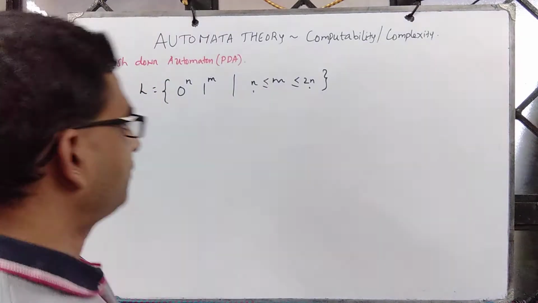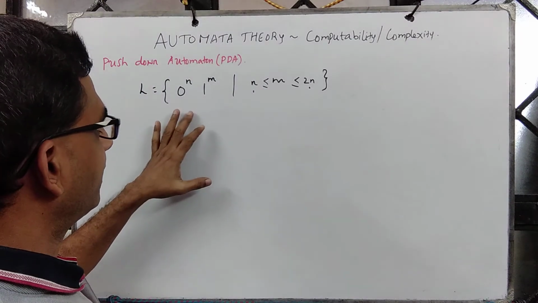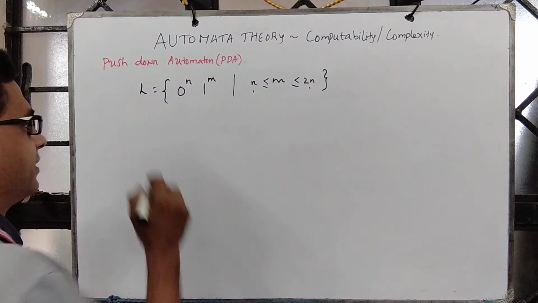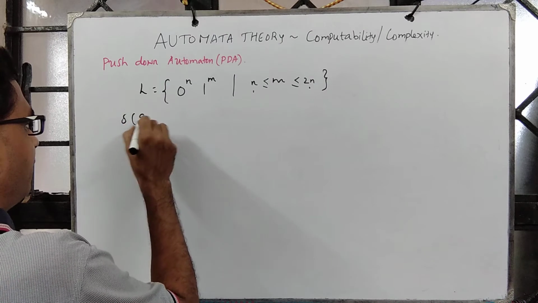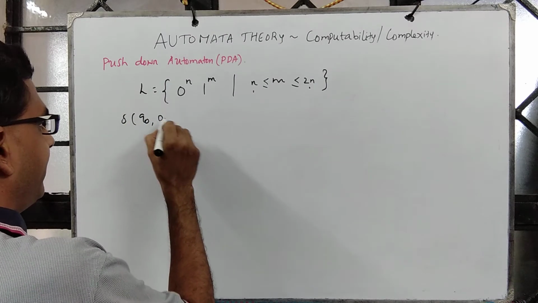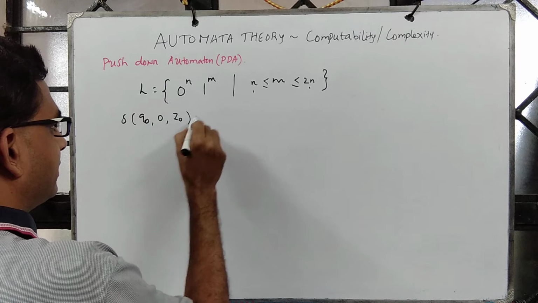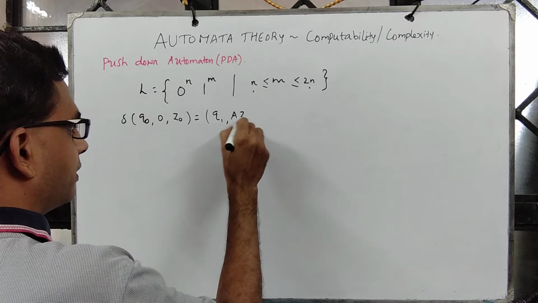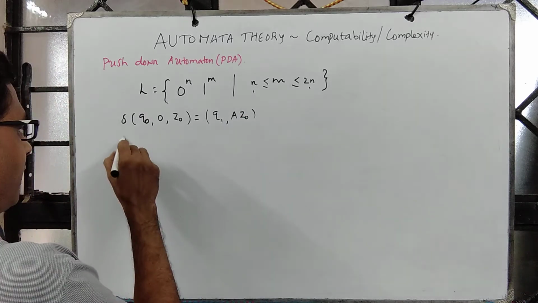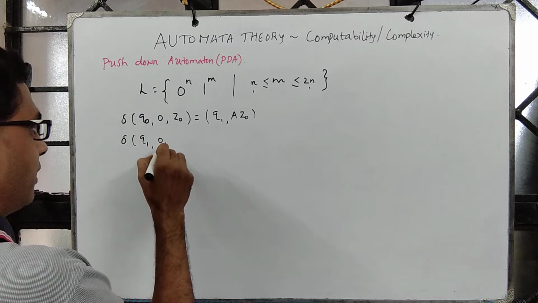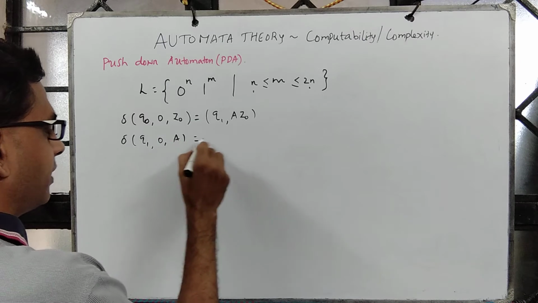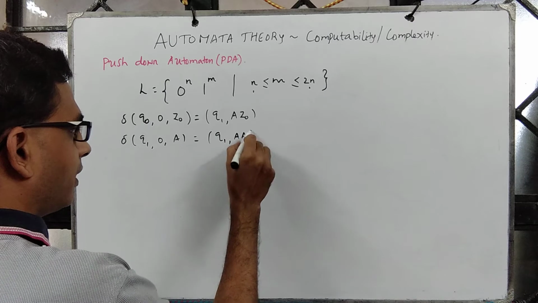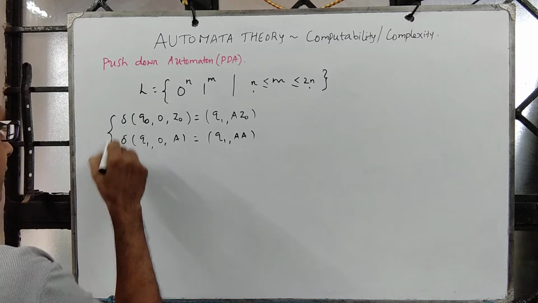Having seen the power of non-determinism in designing this PDA, let's formally describe. Starting from Q0, reading 0, stack symbol is Z0, we go to Q1 and push A. And being in Q1, I read a 0 with stack symbol being A, we push one more A. So this takes care of push.